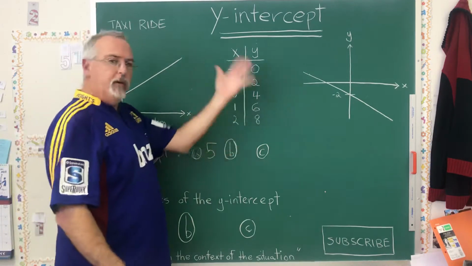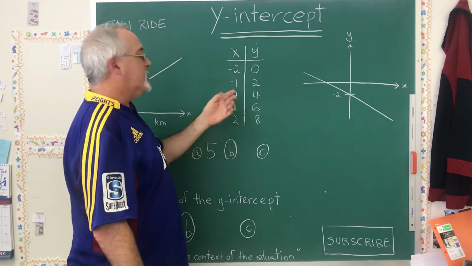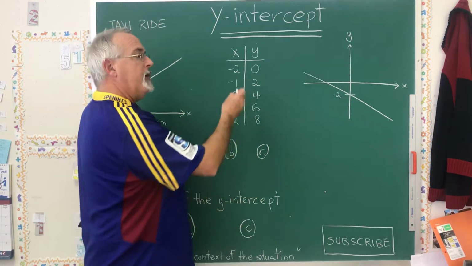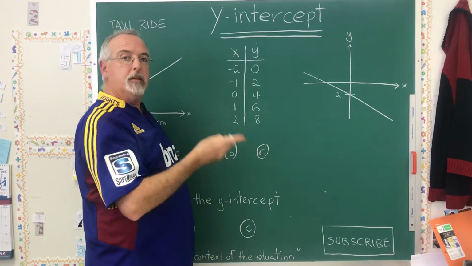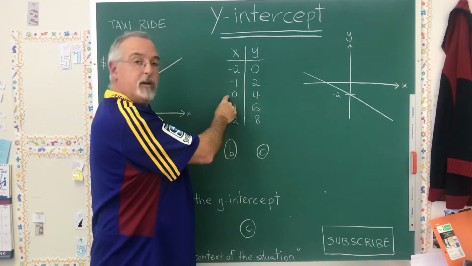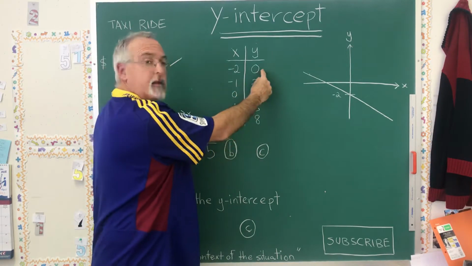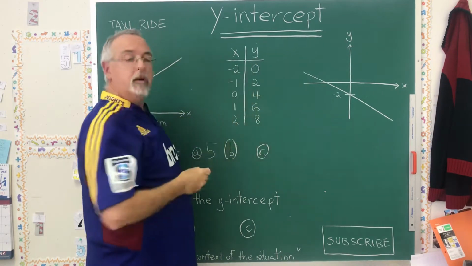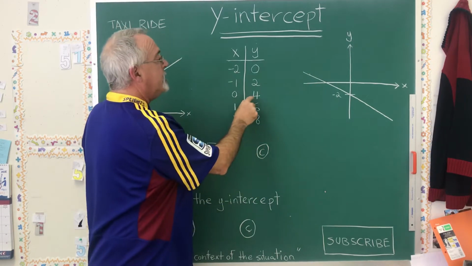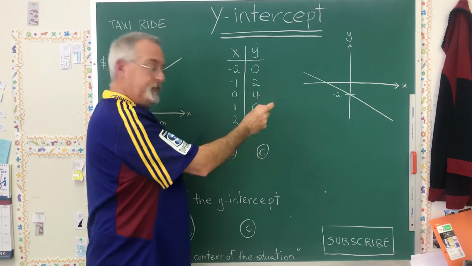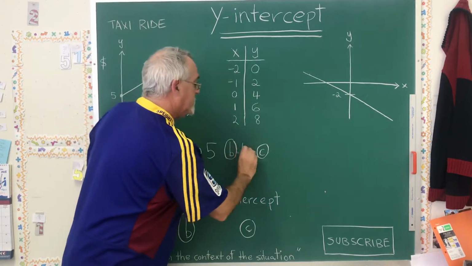Now here in an unrelated table of values, I'm asked for the y-intercept, and I don't have a graph to look at. I have to know that the y-intercept is going to be the point where the x-coordinate is 0. So here it is. It's not this point where the y-coordinate is 0. That's the 0 or the x-intercept. The y-intercept is given as (0, 4). And the y-intercept itself is 4.